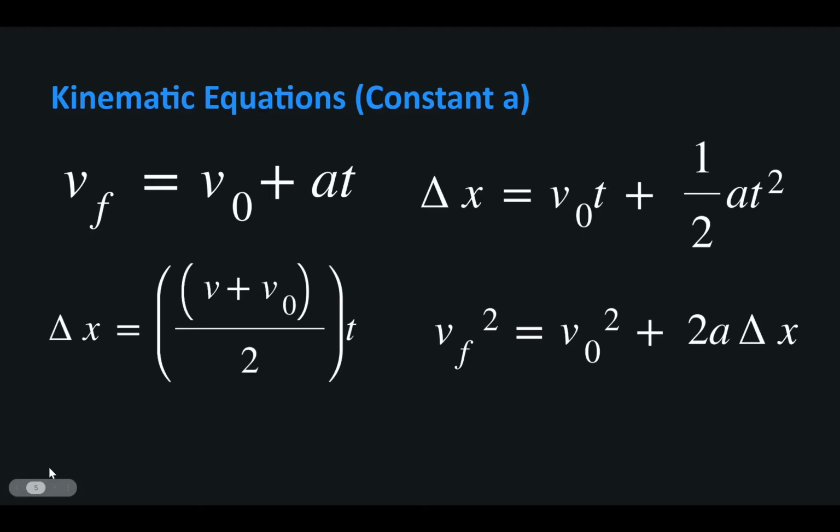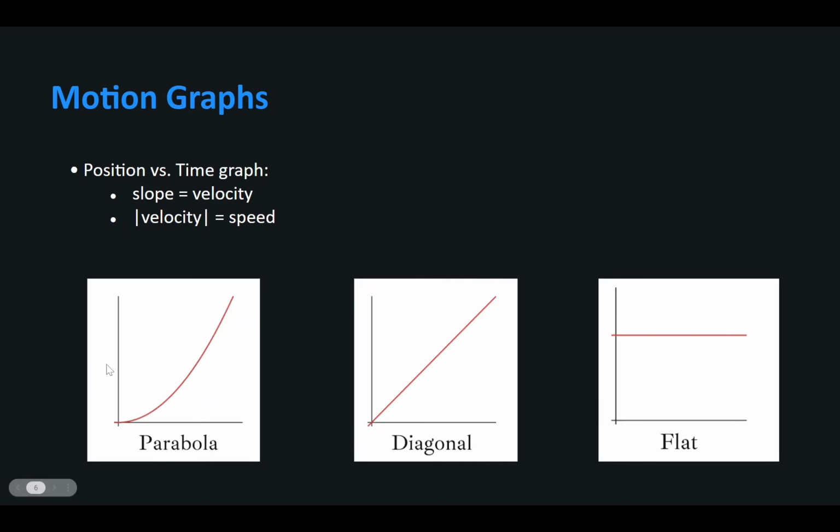times delta x. Next up, we have motion graphs, which is something that's very important in kinematics, and it can determine a lot about our object. So here we have a position versus time graph, and we can see we have three different graphs. Over here, we have a position versus time graph that has a constant slope of 0, and since our slope is equal to our velocity, that means we have a 0 velocity, and since our velocity is 0, the position stays the same as time increases since we're not moving.